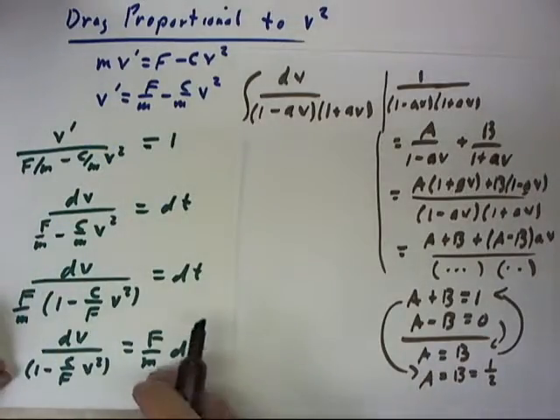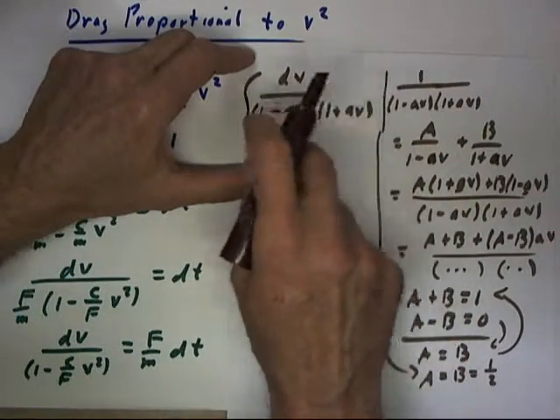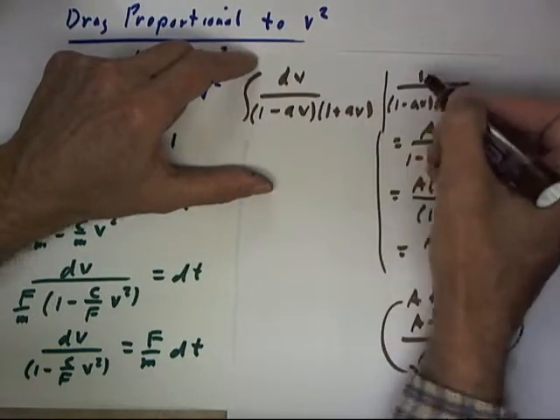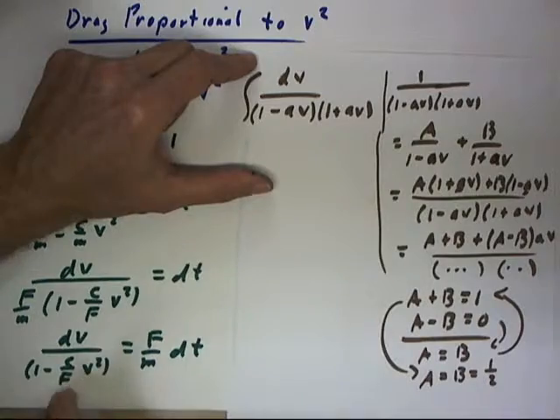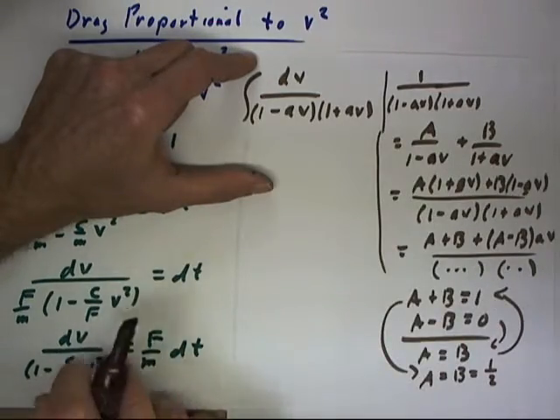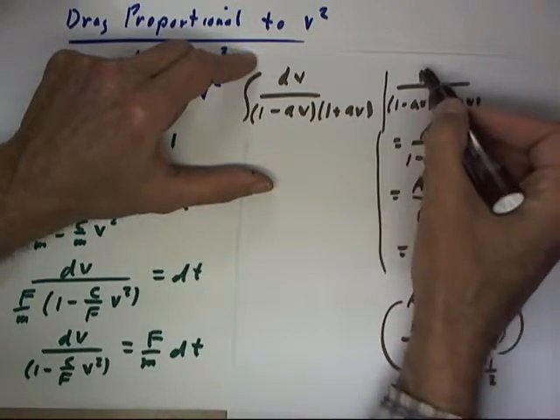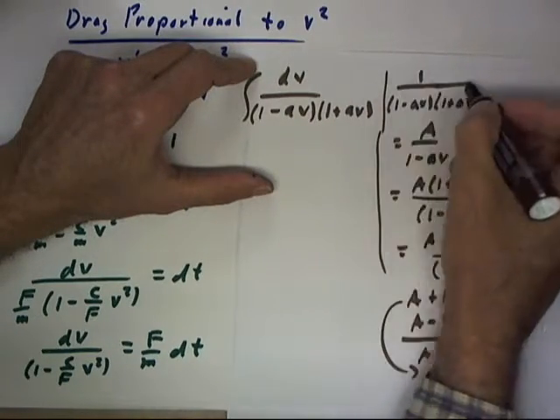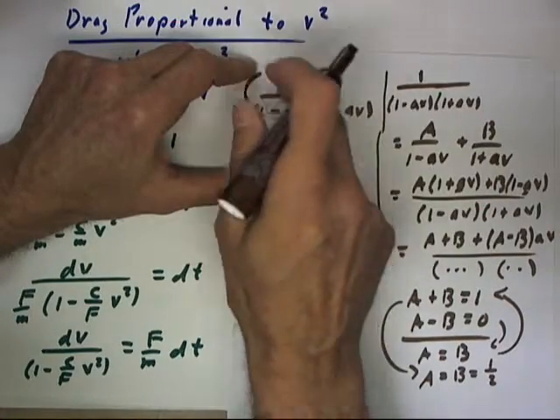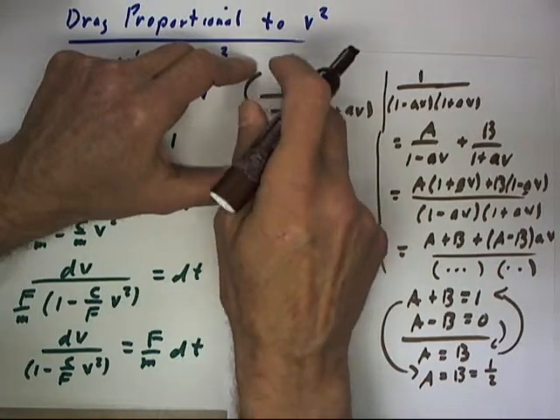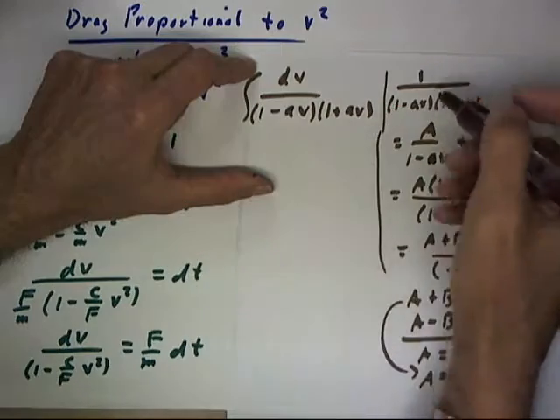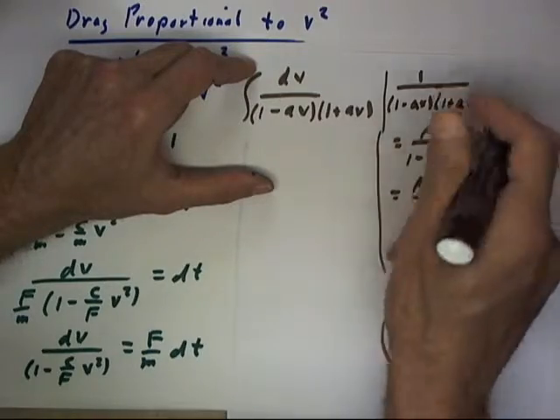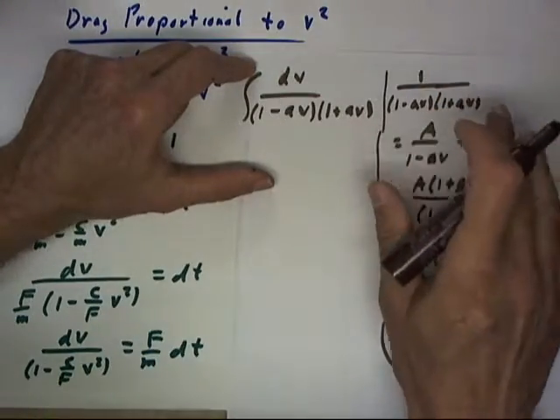Okay, so we have the difference of two squares factors into the sum and the difference of the square roots of the two terms. And we'll correlate this back with the c over f v squared in a minute. But the expression we need to use partial fractions on is simply the coefficient of dv in this integral, and that's 1 over 1 minus av times 1 plus av. A is going to turn out to be the square root of c over f, but let's not worry about that.